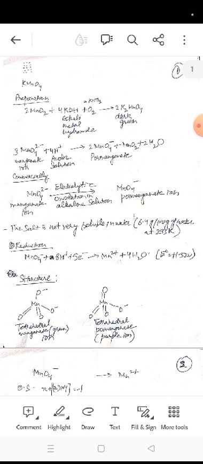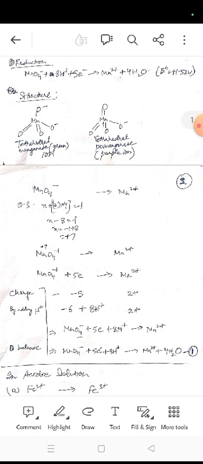On reduction, this permanganate ion in acidic medium gains 5 electrons, gives you Mn2+ plus 4H2O, and the reduction potential is plus 1.52 volt. The structure is tetrahedral for manganate as well as permanganate ion. So both are tetrahedral in structure.